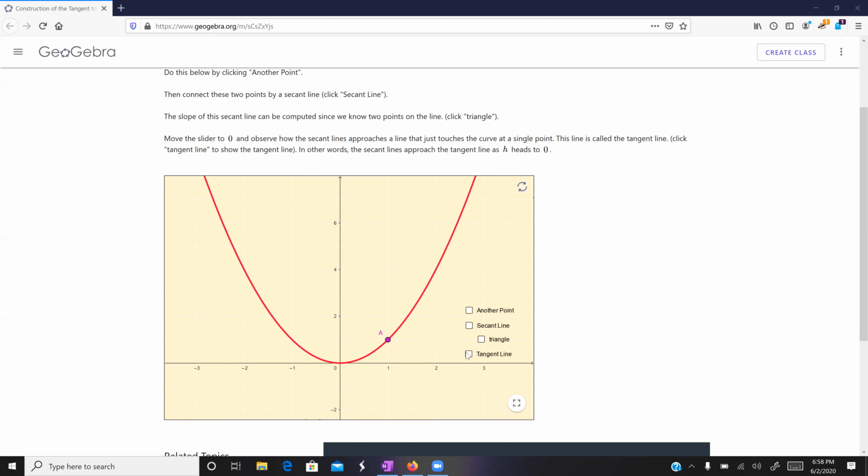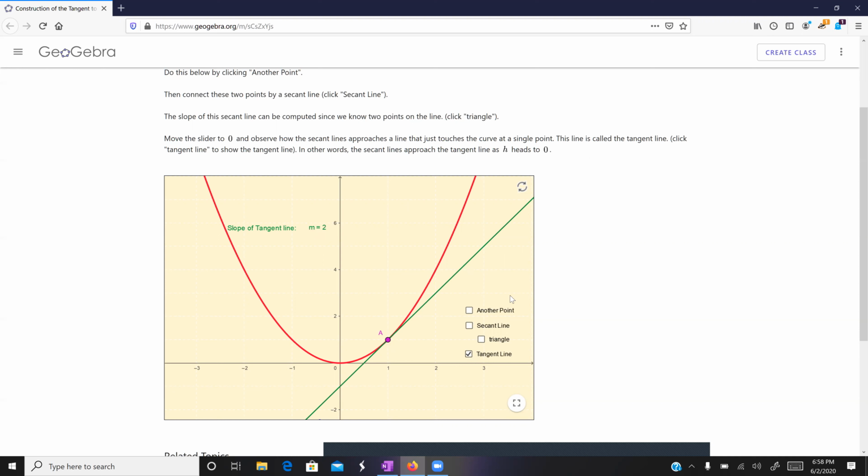And we want to find, so if I click on this box, it says tangent line. This is the line that touches the red curve at 1 point. That's the tangent line. And you'll see that they have a slope for that. Its slope is 2.